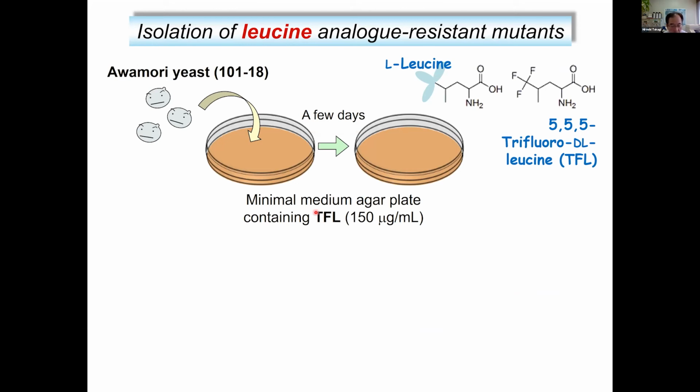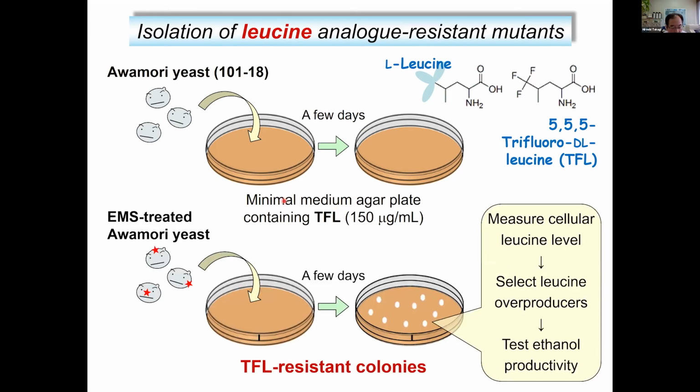Okay, so this slide shows the method of how to isolate the TFL-resistant mutants. Basically, the parent cells cannot grow in the presence of a high concentration of TFL due to its toxicity. However, after introduction of random mutagenesis into the genome of many cells with ethyl methanesulfonate (EMS), several colonies showed up on the agar plate containing TFL. Such TFL-resistant mutants were then collected and tested for intracellular leucine level.